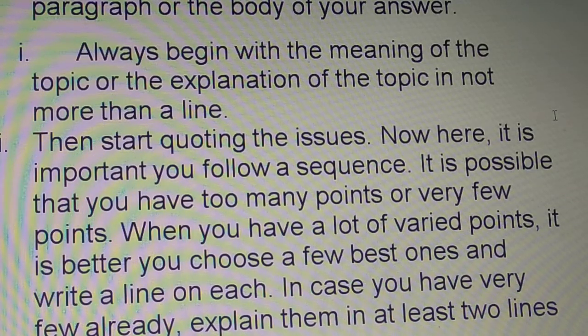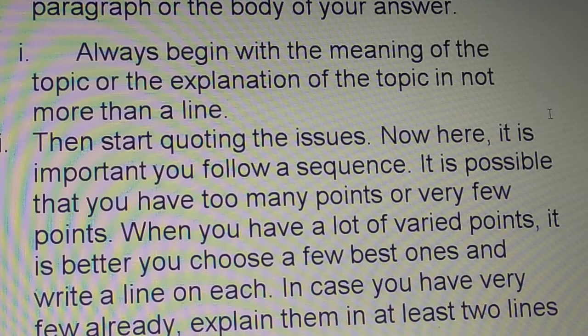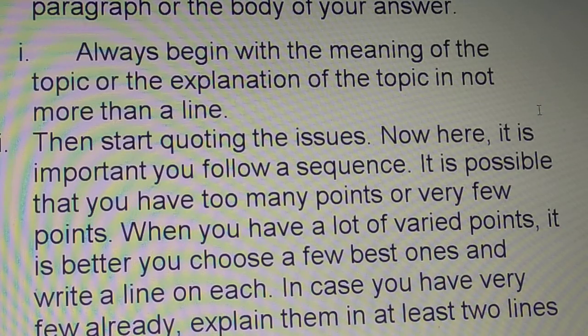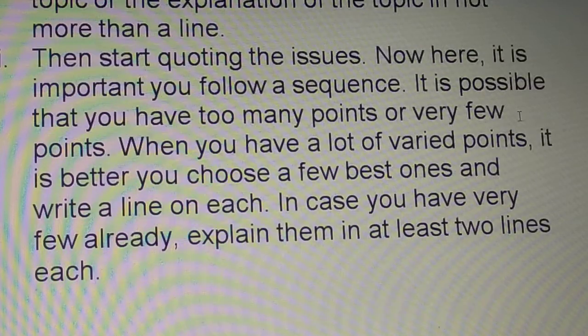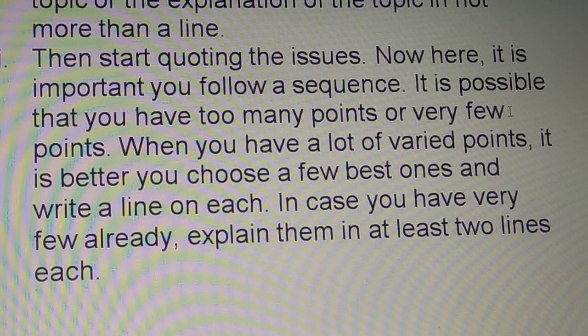Now here, it is important you follow a sequence. It is possible that you have too many points or very few points. When you have a lot of varied points, it is better you choose a few best ones and write a line on each. In case you have very few already, explain them in at least 2 lines each.